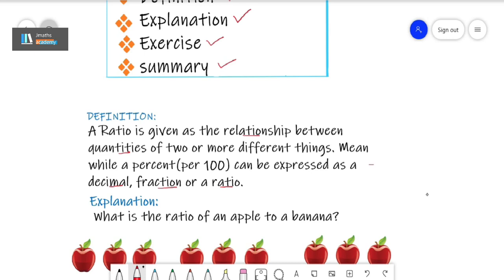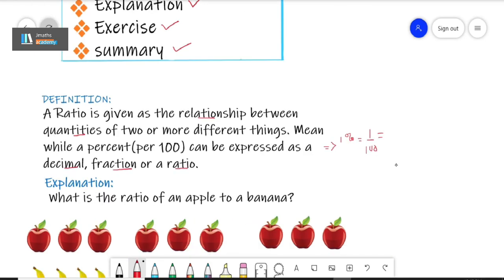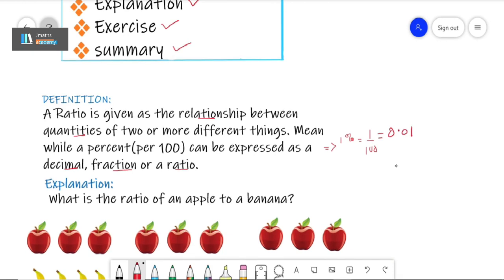Okay, it can be expressed in decimal, fraction, or a ratio. So for an instance, we have 1% can be written as 1 over 100 in fraction, 0.01 in decimal, equal to 1 ratio 100 in ratio form.